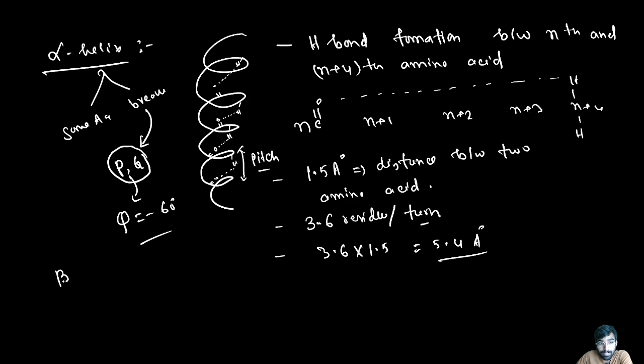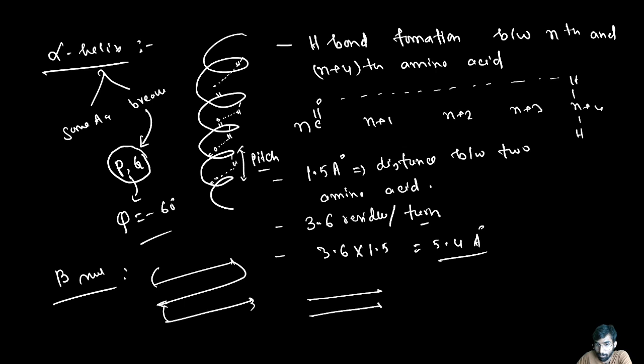And beta pleated sheets, so they are sheet-like structures. This is anti-parallel, you can also form parallel, that means the direction will be the same, right? Whatever we do today, we will see phi and psi angles for this kind of structure, and tomorrow we will continue with the mathematical examples of alpha helix and beta pleated sheets.